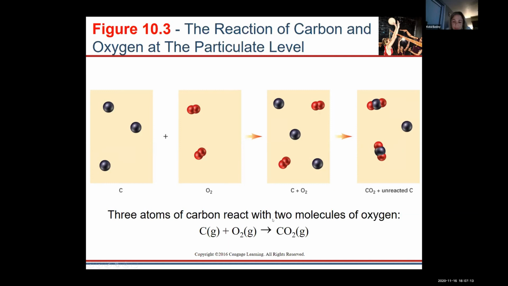Wait, can you say it again? I said if we have 3 atoms of carbon and 2 molecules of oxygen, how many carbon dioxides can I make? And you said 2, right? How many carbon is going to be left over? 1. You guys get that? Simple, right? And that carbon is going to be left over. There's nothing we can do with it because there's no more oxygen to react with it, because oxygen was limiting and carbon was excess. Piece of cake? Yeah.